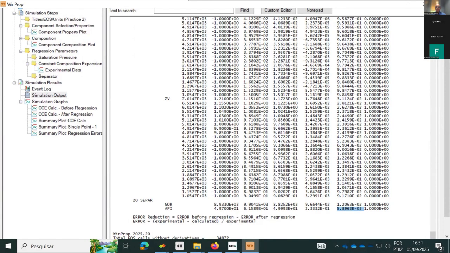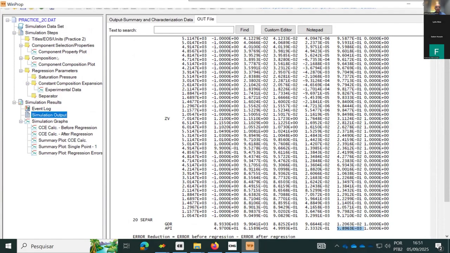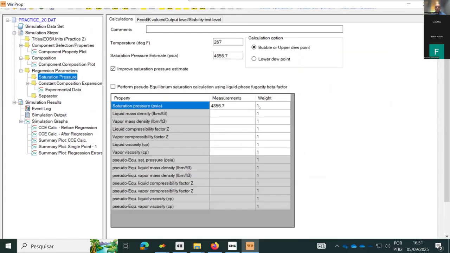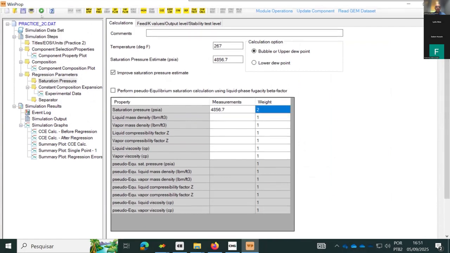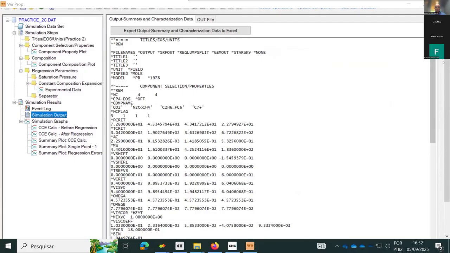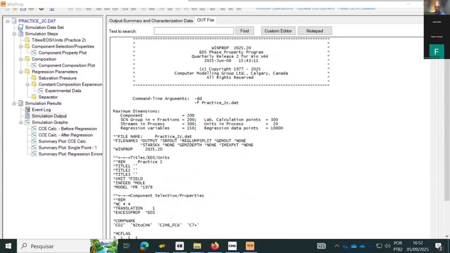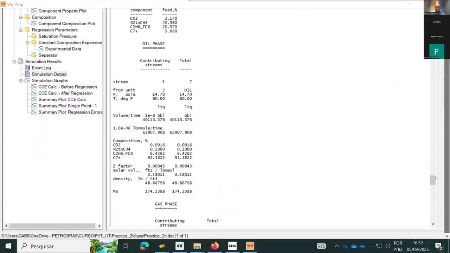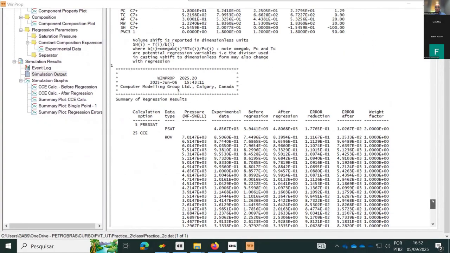Okay, so I think the only thing that I would do here is to increase. Let's try to run with a weight of 2 for saturation pressure. Let's go back to the output file and see now the error is lower than before. Yeah, now I have only 50.